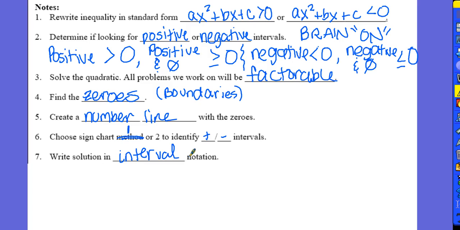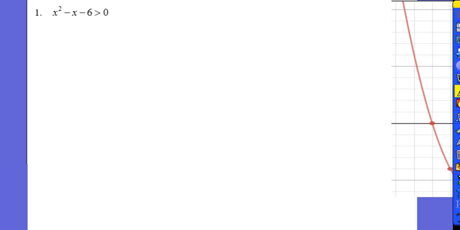So this is our process that we're going to go through. Have this note page handy when you're doing your assignment today, because you're going to want to refer to the steps. You're also going to want to refer to the notes on the sign charts. Remember that your whole goal today is to be successful here, and to ask questions when you have them.